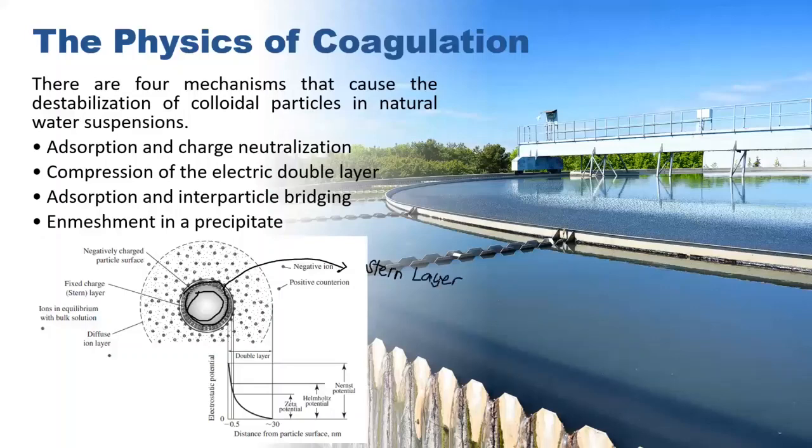Beyond the stern layer, there is a layer of loosely bound cations. So these are the loosely bound cations, and this layer is called the diffuse layer. The double layer, which is the combination of the diffuse layer and the stern layer, this part here, has a net positive charge compared to the bulk solution.